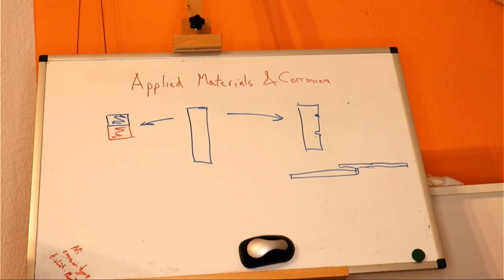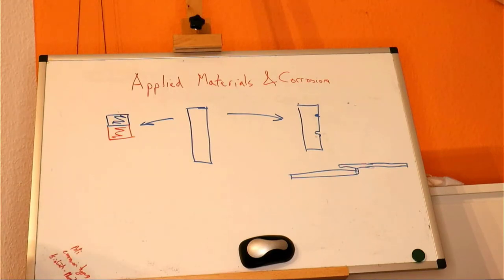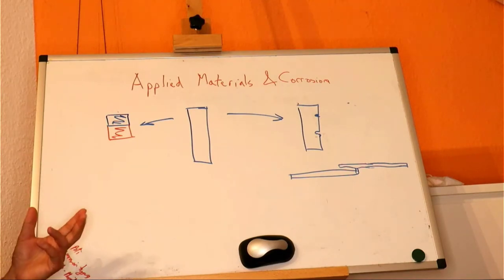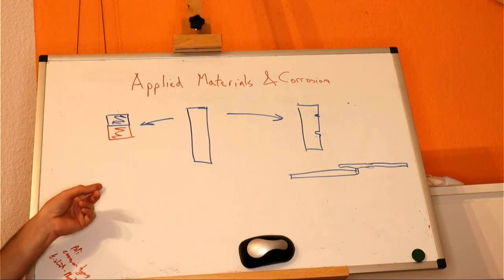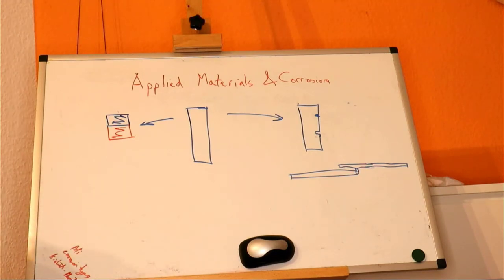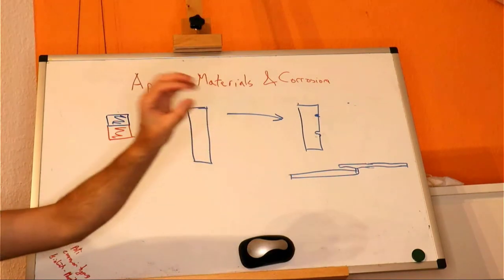The stainless steel bolts can allow oxygen to be reduced on their surface, but they don't corrode, and so the corrosion, the oxidation reaction, occurs faster in the region around the bolt, and that's bad because it will eventually corrode away.